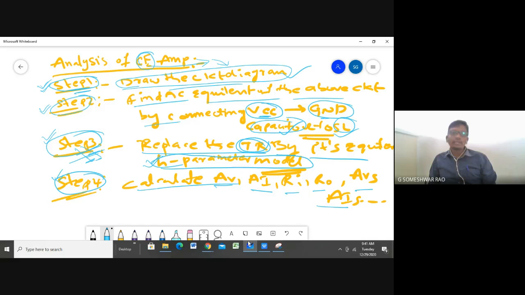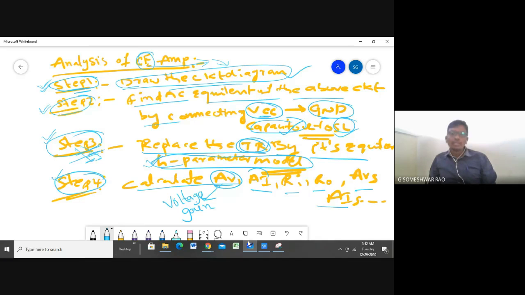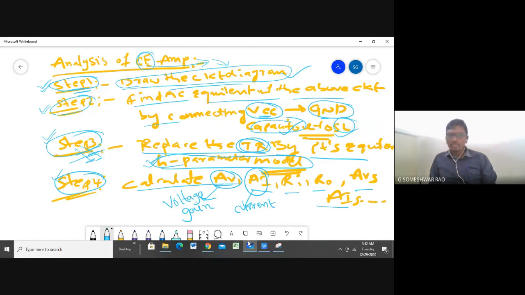Then the fourth step is to calculate AV. What does AV stand for? Voltage gain, very good. What does AI stand for? Current gain. AV stands for voltage gain, AI stands for current gain. All these parameters we are supposed to calculate. RI is the input resistance or input impedance. R naught is the output resistance or output impedance. AVS is the voltage gain when the source is taken into consideration. AIS is the current gain when the source is taken into consideration. So these are the four steps, understood by everyone?